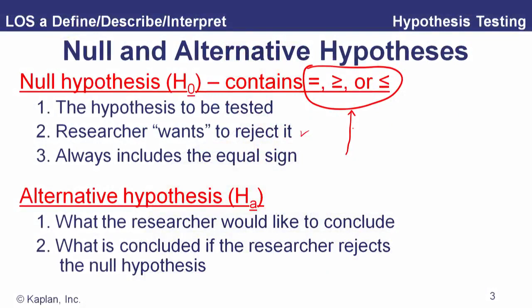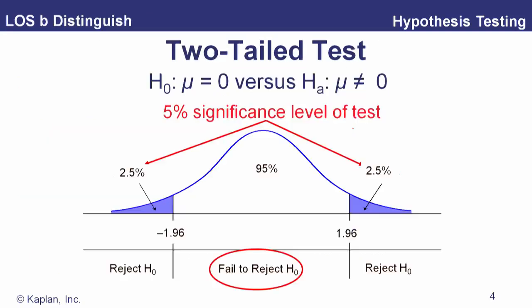So in general, the alternative is what the researcher would like to conclude. And that's the conclusion we'll draw if we're able to reject the null hypothesis. Now, our hypothesis can be a two-tailed test or a one-tailed test. Here we've got a diagram illustrating a two-tailed test. Now notice that 95% in the middle, that looks a lot like a confidence interval. And then we've got 2.5% in each tail. So our critical values there are 1.96 standard deviations, either side of the mean here.